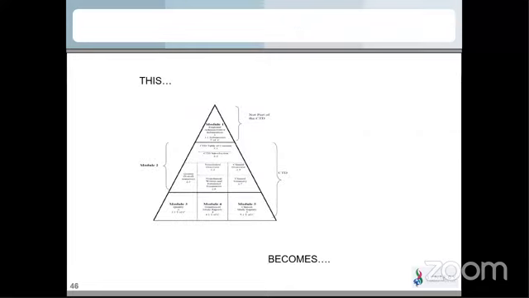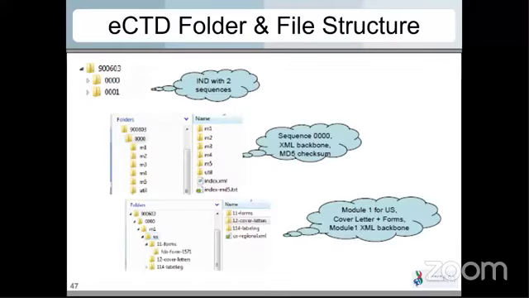Then what the eCTD does is it takes this triangle that we looked at a moment ago, and it becomes a file structure format. Now, the example I'm showing you here is a real live example that I photoshopped from an investigational application in the US, simply what I had access to at that time.